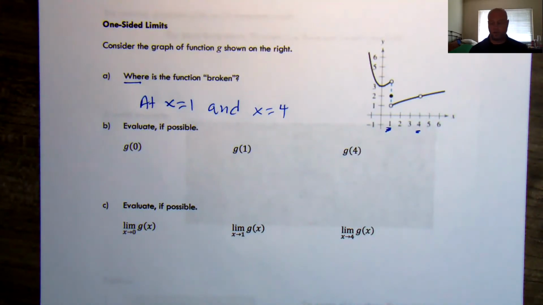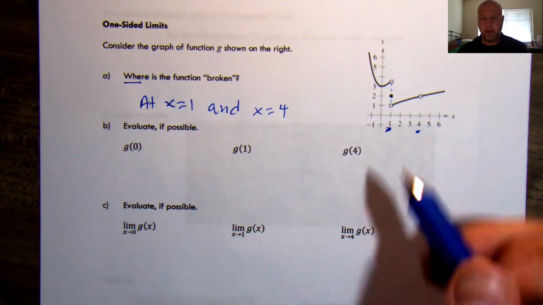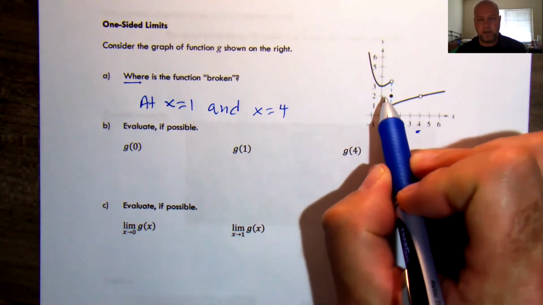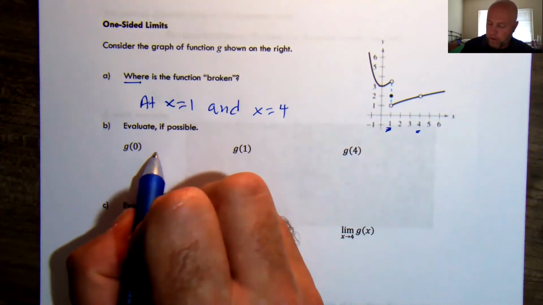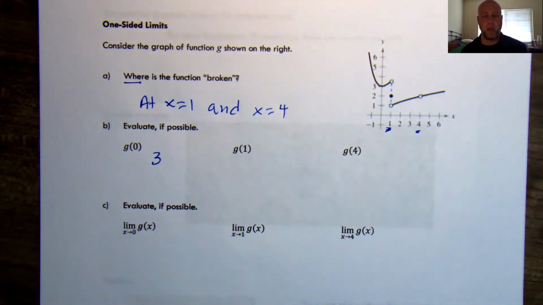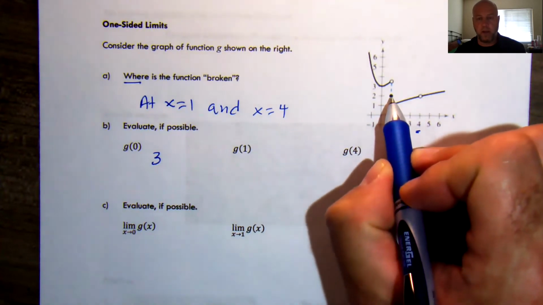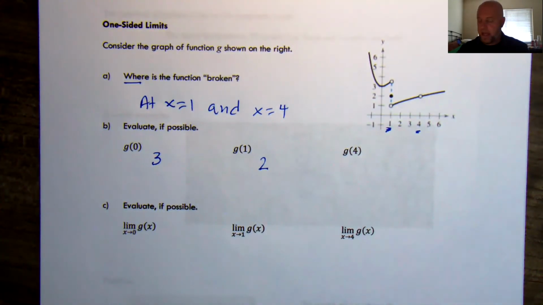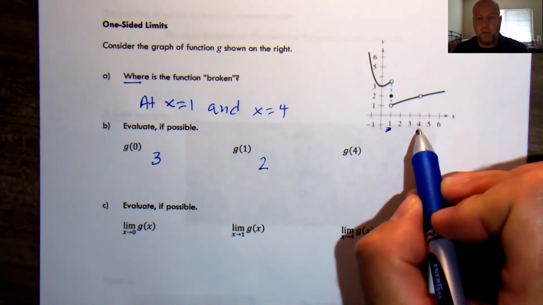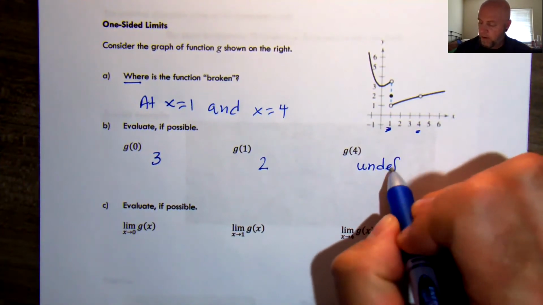Evaluate if possible. This function's name is g. G of 0 means the output value of the function when 0 is the input value. So g of 0 is a reference to this point. Input 0, output 3. G of 1 would be a reference to any point that has 1 as its coordinate, and there's a point. G of 1 is 2. And G of 4, there is no point above 4, so G of 4 is undefined.